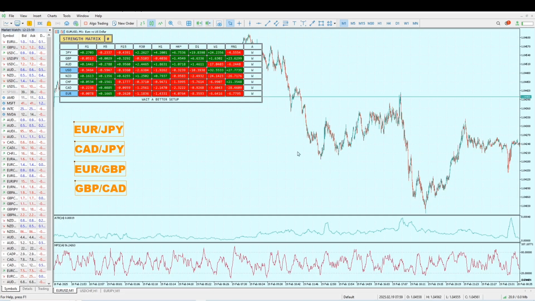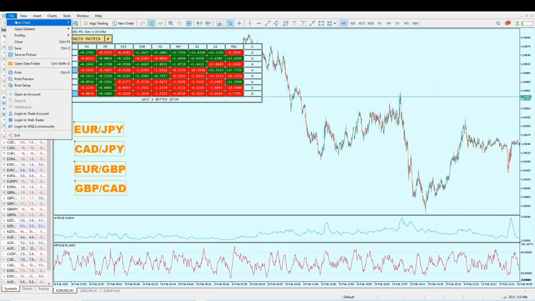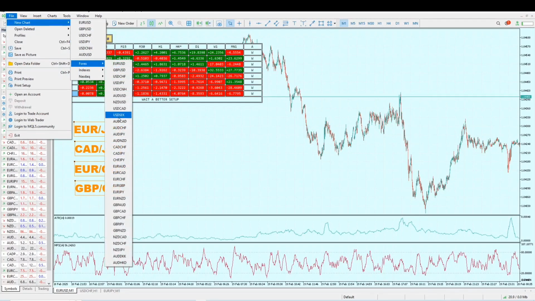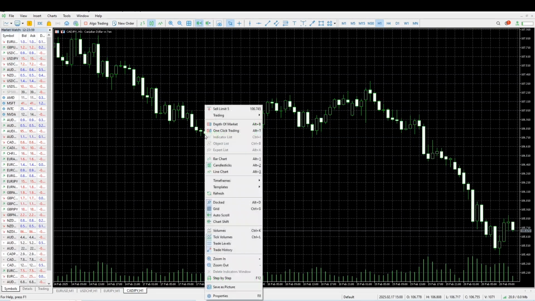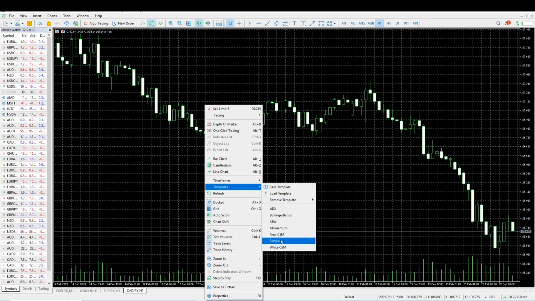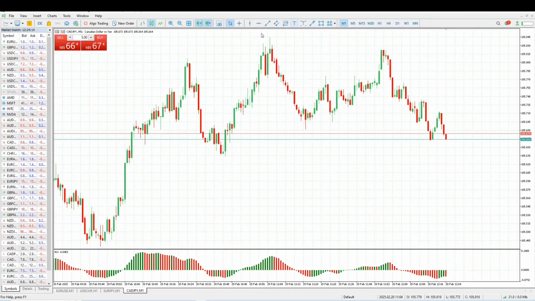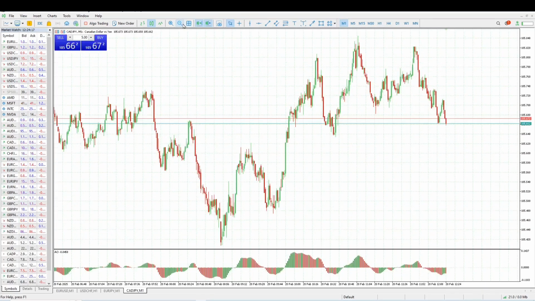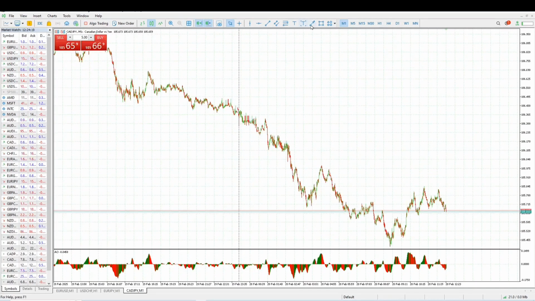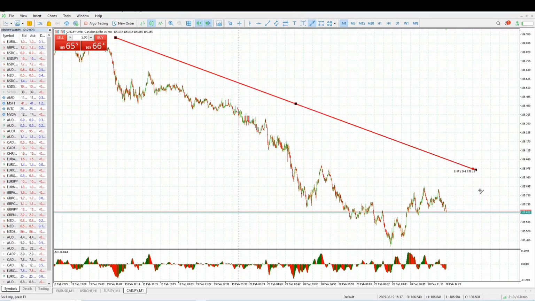We could see that we have CAD yen. So we go to file, new chart, and Forex, and we go to CAD yen. Then we input our template and we drill down to M1. Okay, so on CAD yen, since they all have the yen in them, you could see that they have a similar structure. So you can see the market is also trending downwards on the CAD yen. You can see downwards, right?